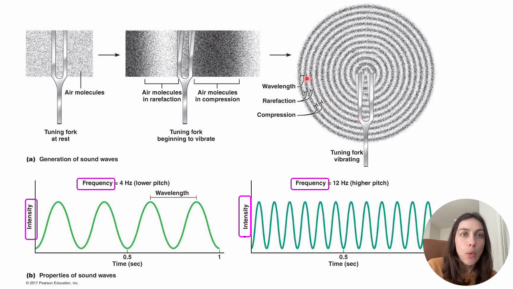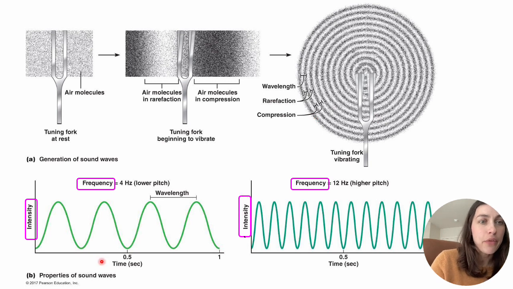Okay, and wavelength is that space from one area where you have concentrated air molecules to the beginning of the next area where you have the concentrated air molecules. Okay, so wavelength, you can visualize it on that ripples of pond in the air kind of a thing. And now let's graph it. So over time, a wavelength would be between the crest of one wave and the crest of the other wave.